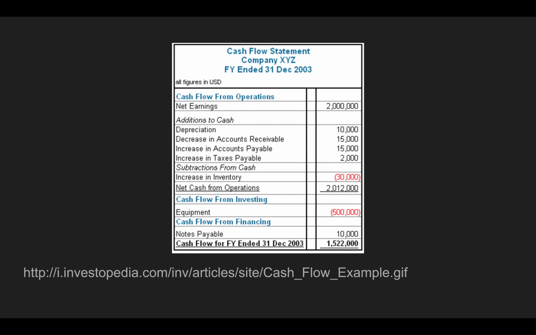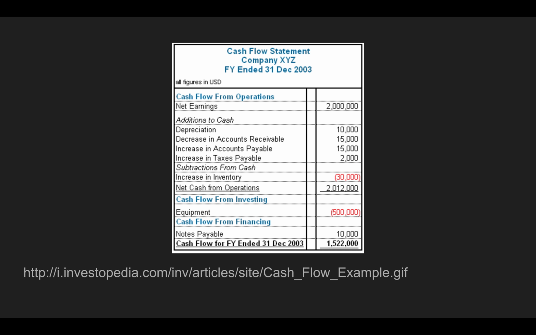So when you add all of those together, you start with $2 million, you add $42,000 to it, and then subtract $30,000, you end up with $2,012,000. Okay. Cash flow from investing. So equipment, that's vague. Again, this is an example. If I was a shareholder, I would dive into the other three financial statements and learn more about this equipment. But cash flows from investing, $500,000. That's $500,000 in the red.